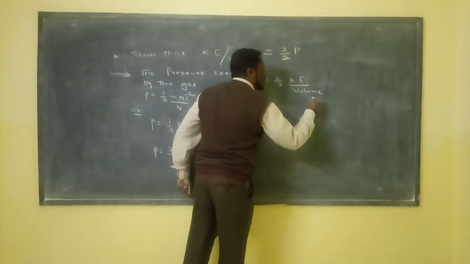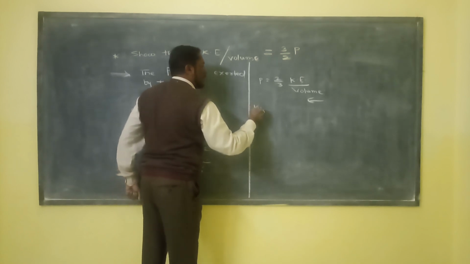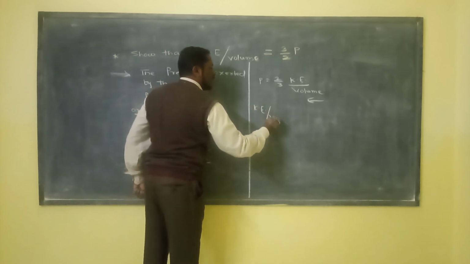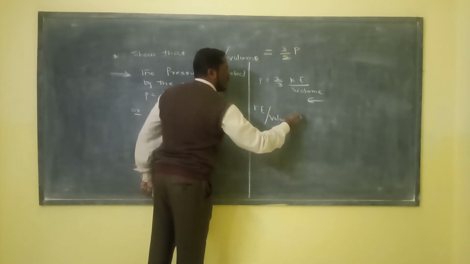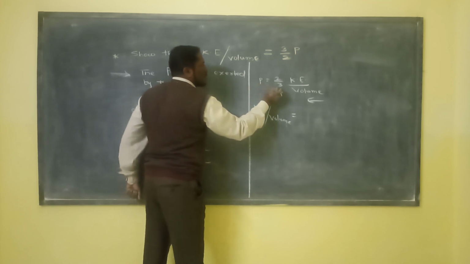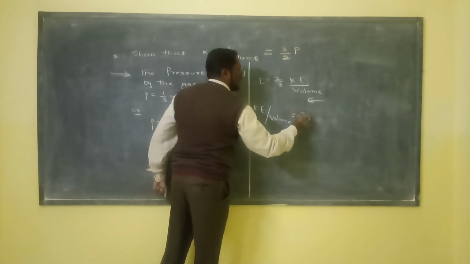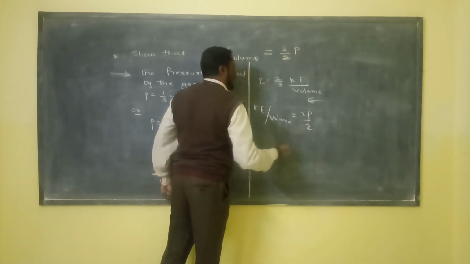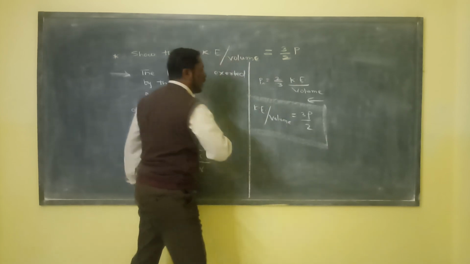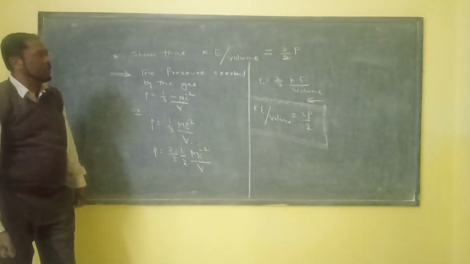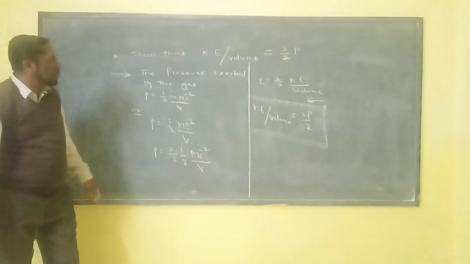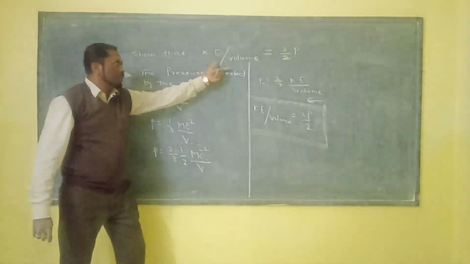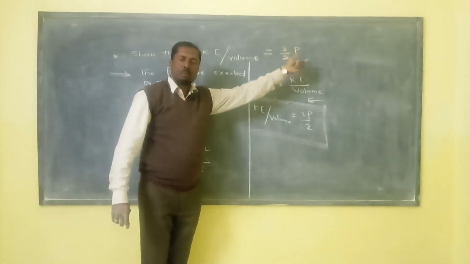So come from this side. If we are coming from this side, that is kinetic energy per unit volume is equal to, this 3 multiplied here, it becomes 3 by 2 P. Hence the proof. Watch it carefully. Hence the proof. How does it happen? Show that kinetic energy per unit volume is equal to 3 by 2 P.